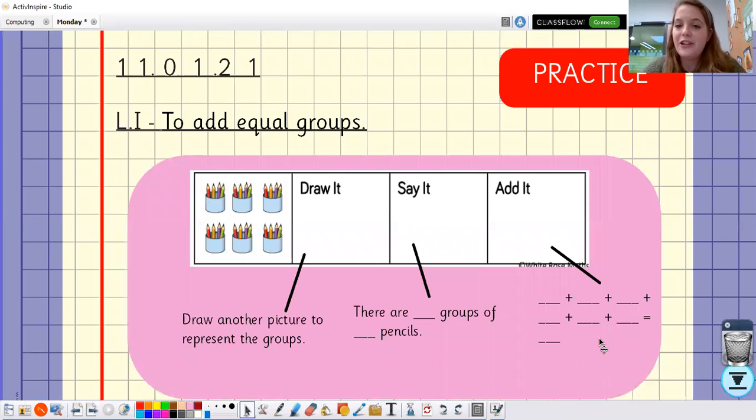And finally, you need to write an addition number sentence. So you can see we have 6 numbers here that we're adding together to find a total. So 3 things I want you to have a go at. Pause the video now and have a little practice before our main task.